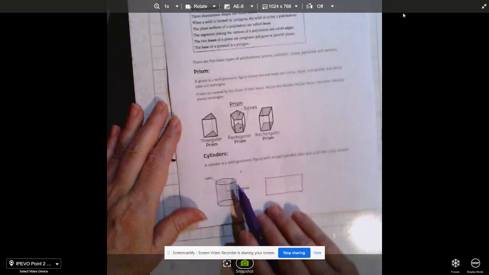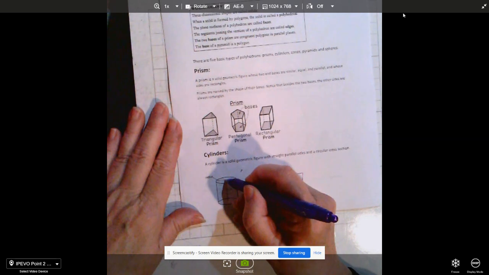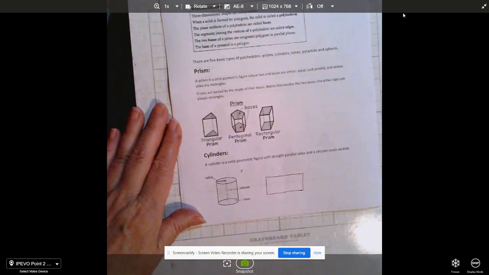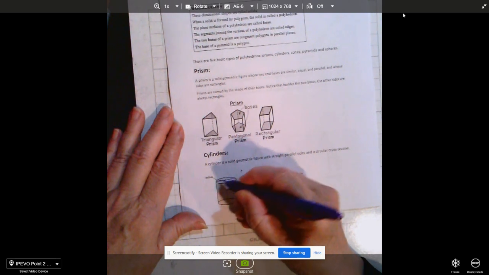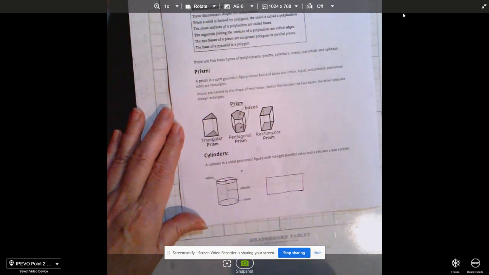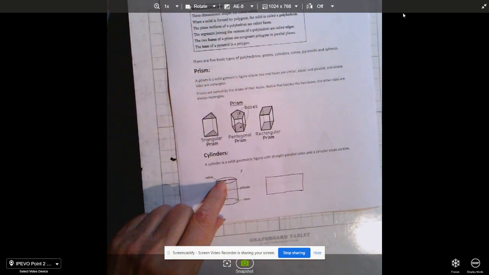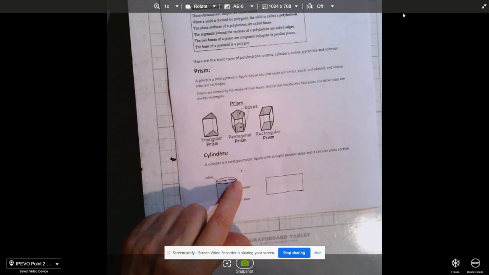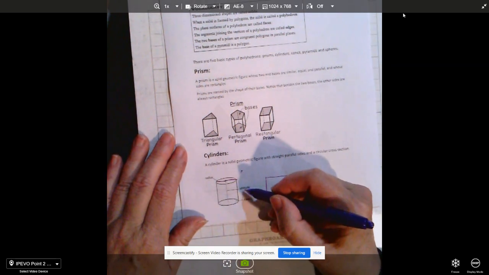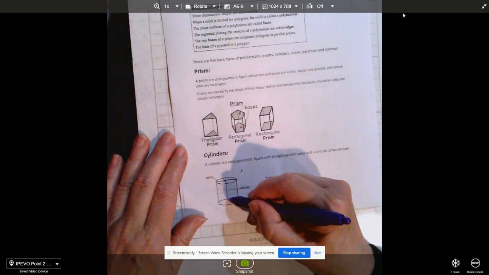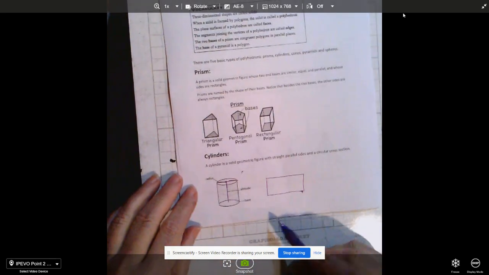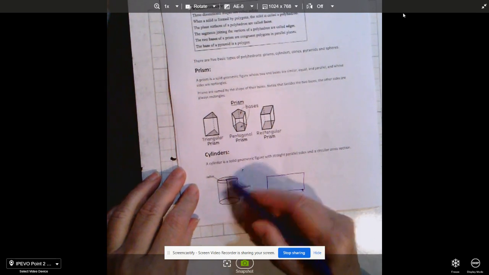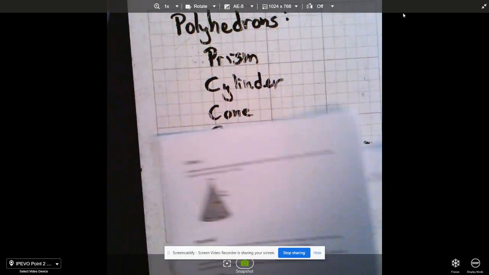The things that are important about a cylinder: because this is a circle, we would have a radius. We could also have a diameter. If you remember, the diameter would go all the way across. So a radius would be half of the circle, and the diameter would be all the way through the circle. The altitude or the height, right? That's going to be how high is your can or whatever it is you're talking about. And again, the 2 circles are your bases.